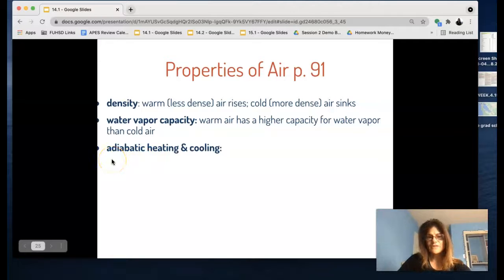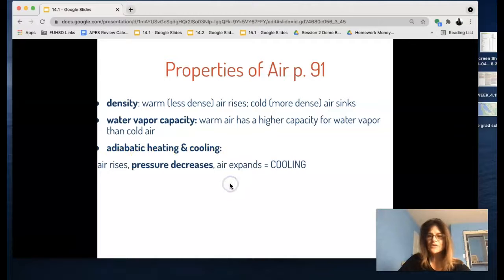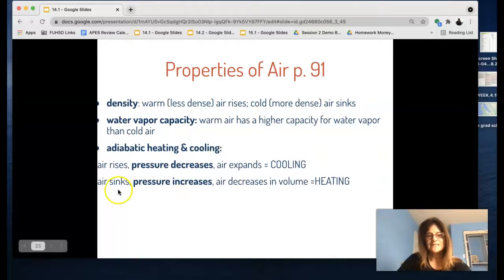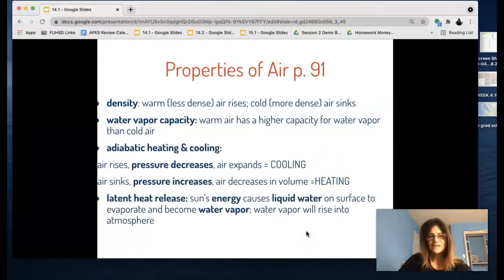This next property of air might be new to you. It's called adiabatic heating and cooling. It has to do with air pressure. As air rises, pressure on the air molecules decreases. This allows the air to expand, and this creates a general cooling on the surrounding air. And then the opposite is true. As air sinks, air pressure increases, causing the air to decrease in volume and create a general heating of the surrounding air. And then finally, we have latent heat release.